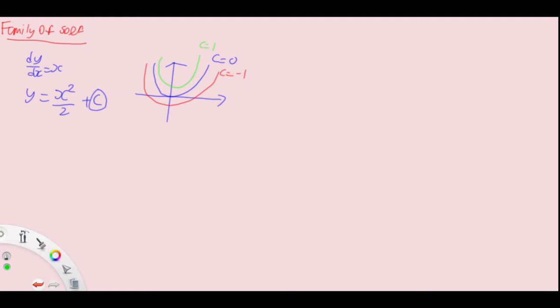Sometimes the different constants could cause a very basic change, like in this case it's just a translation. Sometimes it changes the graph quite drastically. So the idea is that the family of solution basically is what we call a general solution. It has an infinite number of possible solutions, just that sometimes they only ask you to sketch particular values like c equals 0, c equals 1, c equals minus 1. You're not required to show every possible solution. That will be impossible anyway.